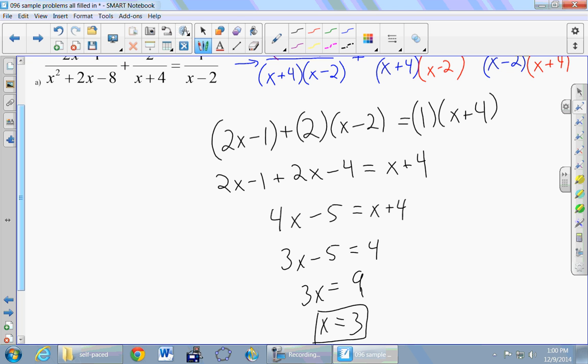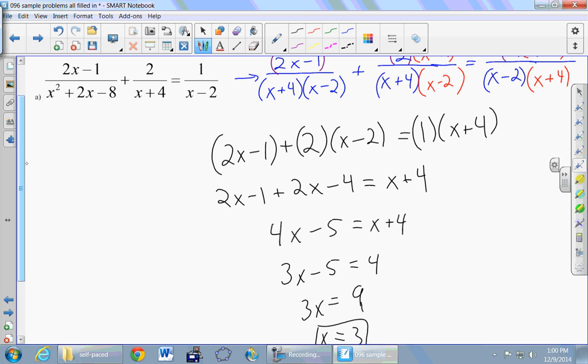Technically, for any equation where there are algebraic fractions involved, we need to check our answers, because even though we didn't make any mistakes getting to x = 3, it's possible that x = 3 actually doesn't work. So it's important for us to check. So let's do our check real quick. We're going to take x = 3 and plug it back into the original.